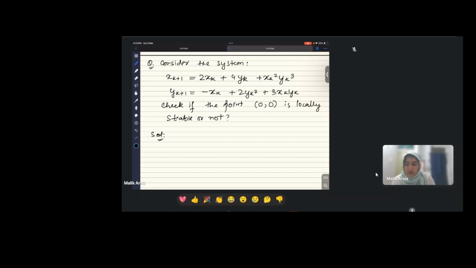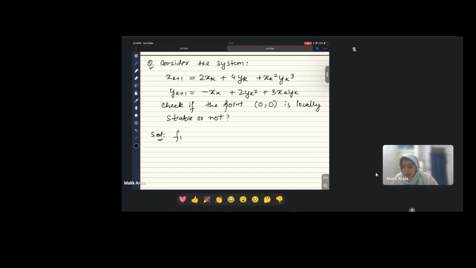So first you will form a Jacobian matrix for this, then substitute the value (0, 0) there. After substituting, for the Jacobian matrix you get, you have to find the eigenvalues. From the eigenvalues we can comment about the stability. If the absolute value of the eigenvalues, the spectral radius, is less than 1, the system is stable. If not, then the system is not stable. So first we will form the Jacobian matrix.